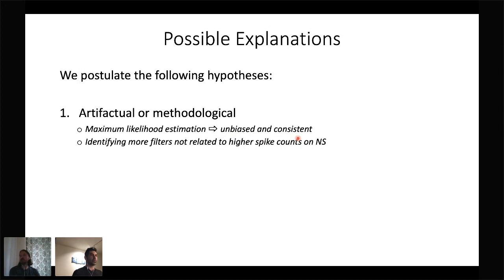Also, we did a control analysis, and it turned out that identifying more receptive filters on natural scenes is not actually related to the higher spike counts of V1 cells on these images. So this cannot be an explanation for our findings. The other explanation that we thought of was adaptation of V1 cells to the statistics of natural scenes and white Gaussian noise.